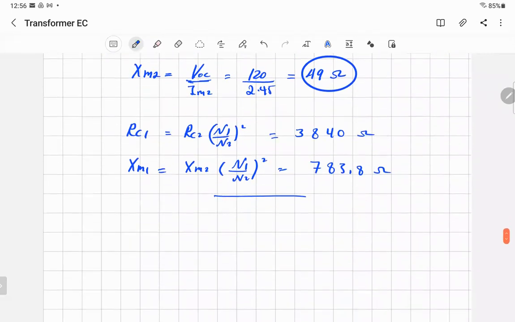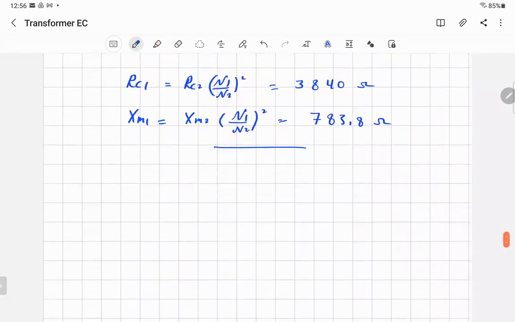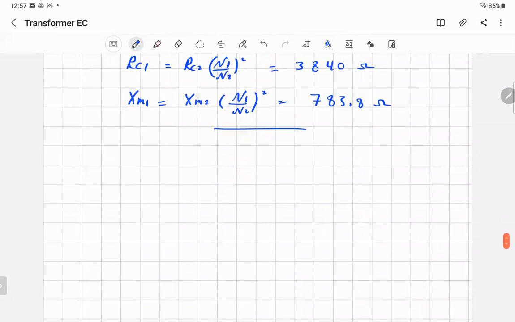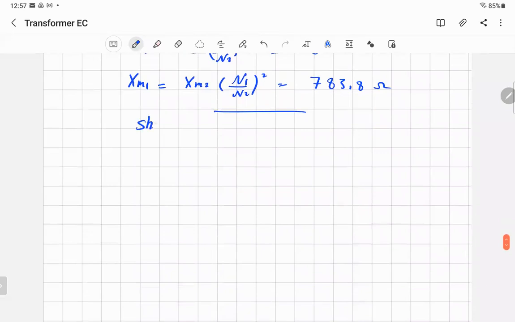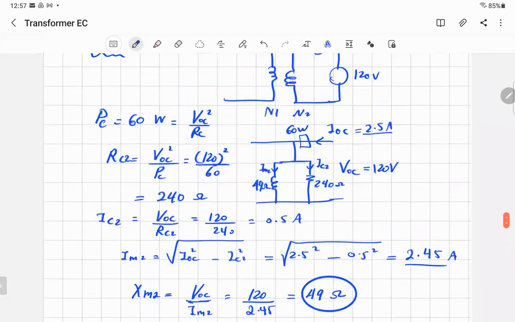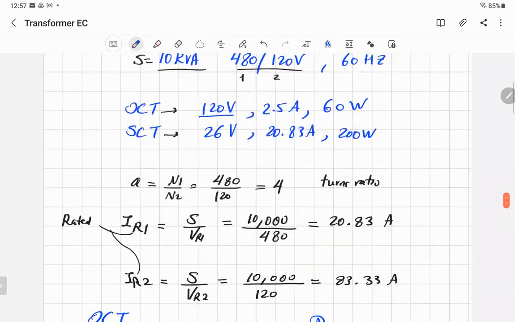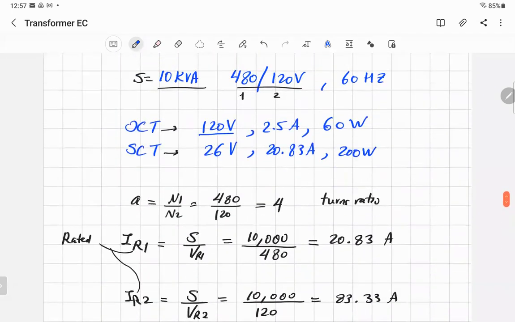So we are done with that. Do you have any questions? Go on to the short circuit test. So let's see the short circuit test. We explain how to do it just to get the data, to see where they did it. So in the short circuit test, you don't look for the voltage.